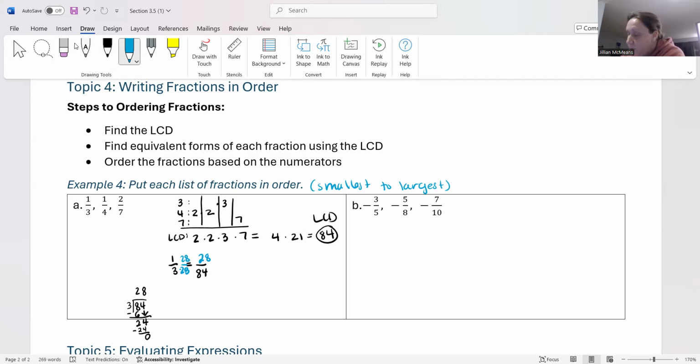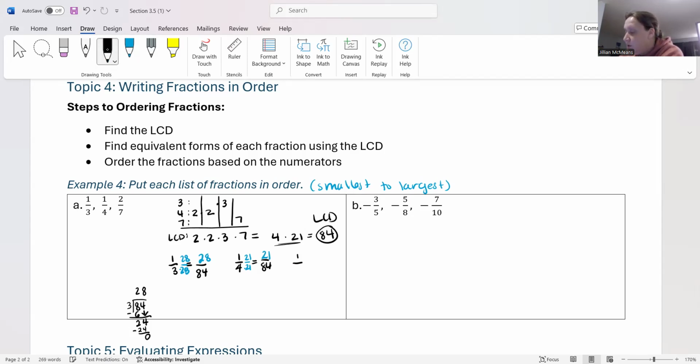Okay? Now for the next fraction, we have 1/4. So I need to rewrite 1/4 as an equivalent form using 84 as the denominator. So we have to ask ourselves, what would we multiply 4 by to get 84? Well, hopefully you can see here we'd have to multiply it by 21. So I'm going to multiply top and bottom by 21. So that tells me 21/84 is equivalent to 1/4.